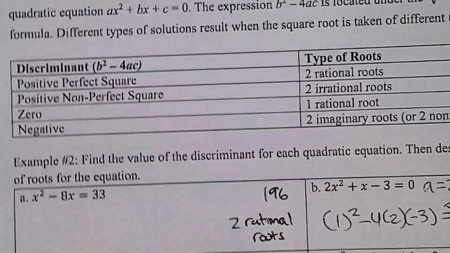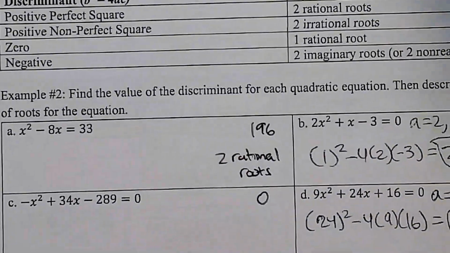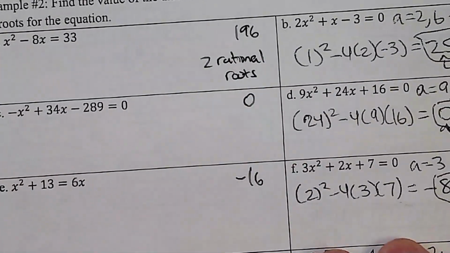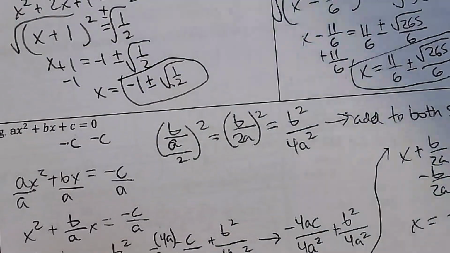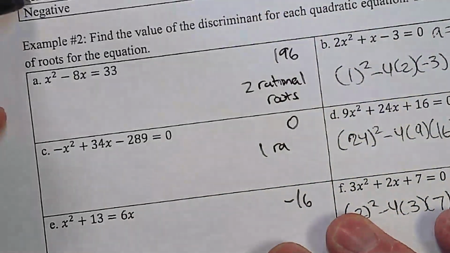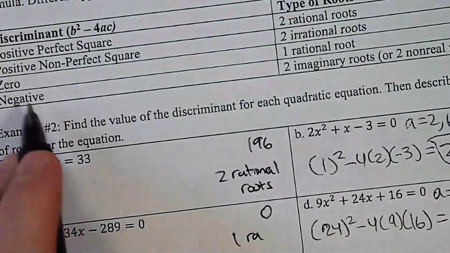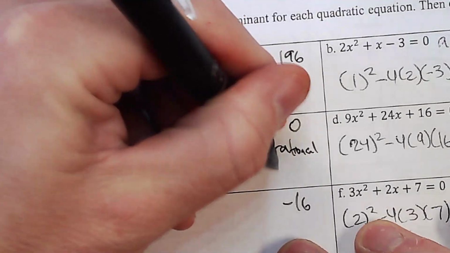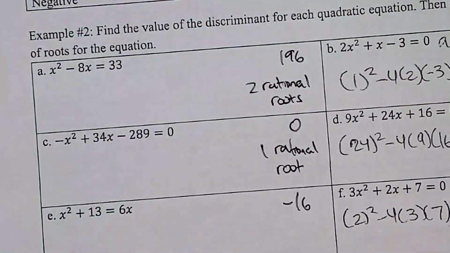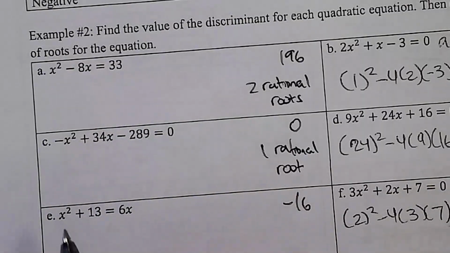All right, this is the Dylan problem. Dylan, when it was 0, how many answers did I get? We got one answer on yours, right? So it'd be one rational root. And you could also go look at the chart here. 0, 1 rational root. Some of your homework questions are just going to ask for the discriminant. The discriminant is just the b squared minus 4ac.